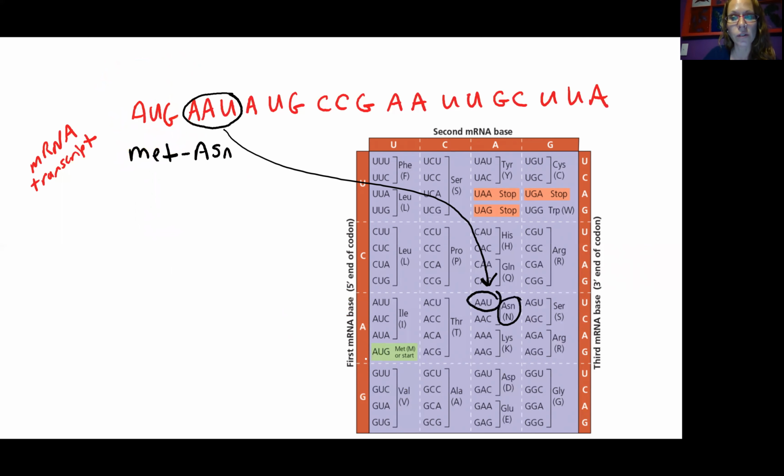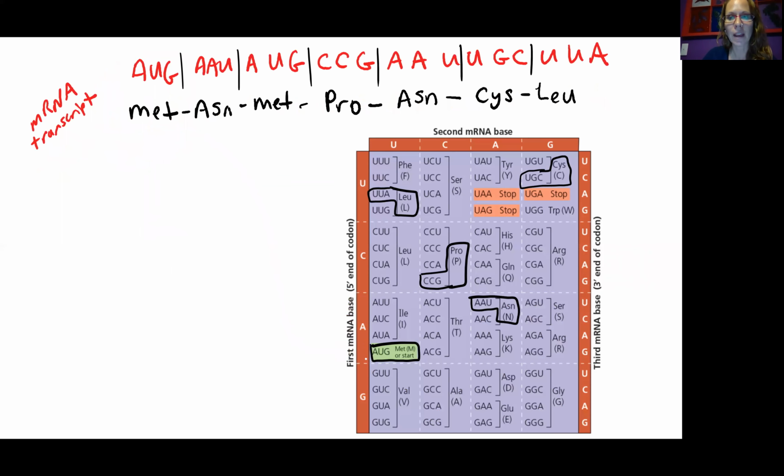Go ahead and pause your screen. Use the mRNA transcript I've given you. Use your codon chart. See if you can figure it out. So go ahead and pause. All right. Does yours look like mine?